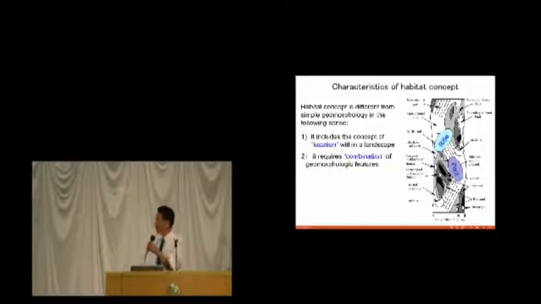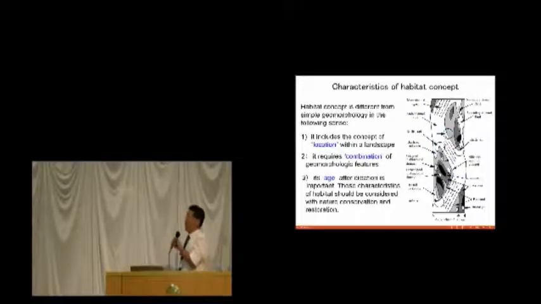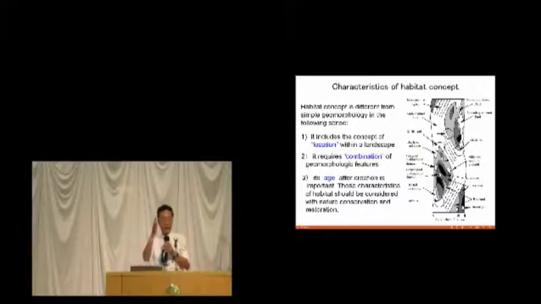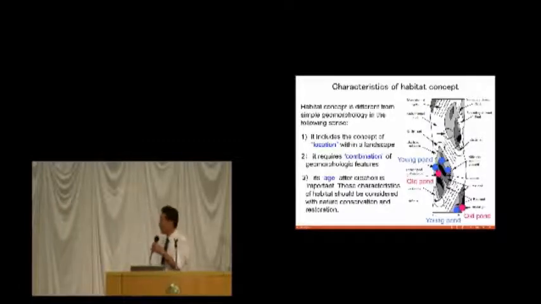And the third one is the age. Even though superficially the same geomorphology, the meaning for the inhabitants is different. If the habitats continue for a long time, from the creation to the vanishing, the history of the habitat should have meaning for the inhabitants. So the young and old concepts are very important.